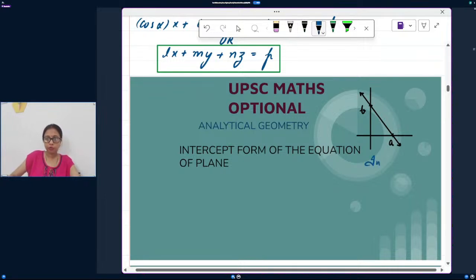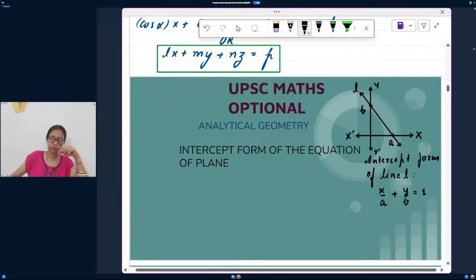So the intercept form of line L would be x divided by A, x divided by the intercept on the x-axis, plus y divided by B, y divided by the intercept on the y-axis, is equals to 1.